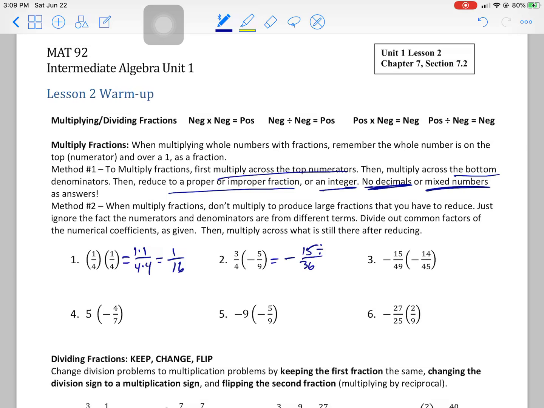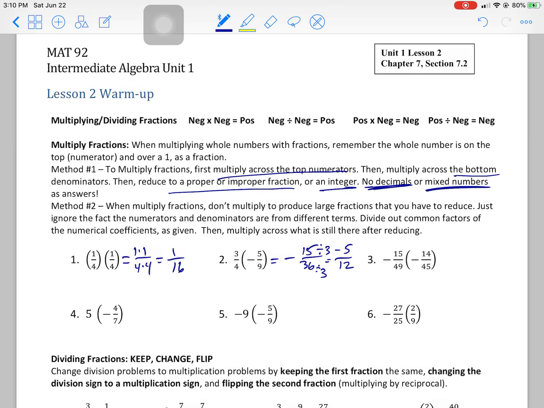Divisibility rules come into play. 15 is divisible by 3 because 1 plus 5 is 6, and 6 is divisible by 3. So 36 is divisible by 3 because 3 plus 6 is 9. 9 is divisible by 3. So if you want to use the divisibility rules, that would be good. Don't lose that negative. All right.